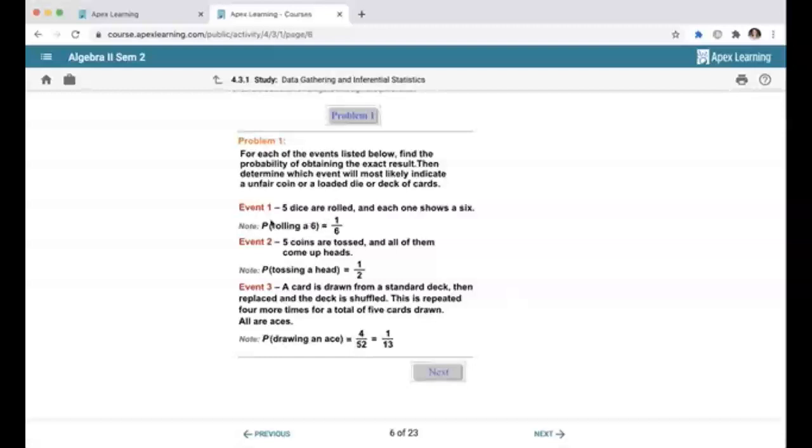So it's looking at our probability. The probability of rolling a 6 is 1 in 6 because there are 6 sides to a die. Flipping a coin, it's going to land on heads 1 out of 2 times because there are only 2 sides to the coin. And with a deck of cards, you've got 52 cards, and 4 of them are aces.